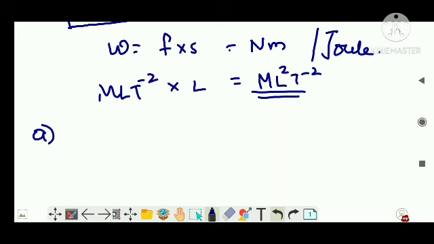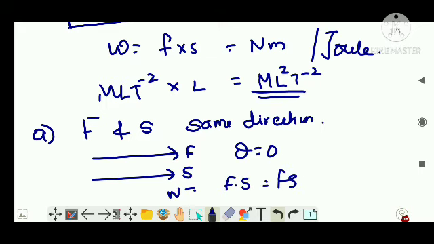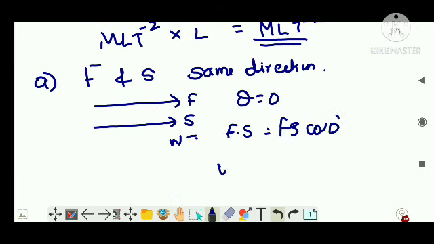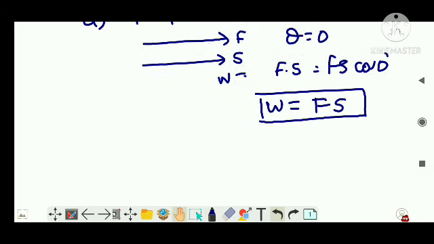First one, when the force and displacement are in the same direction. Same direction in the sense, if this is force, the displacement is also in this direction, which is the common thing which you have learned. Here theta is equal to 0, there is no angle between them. Thus we can write F dot S, which is work done, will be Fs cos 0. And what is cos 0? 1. So when force and displacement are in the same direction, I can write work is equal to Fs, right? Need not look into the other parameters, right?